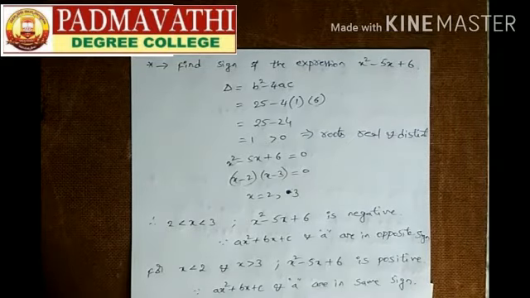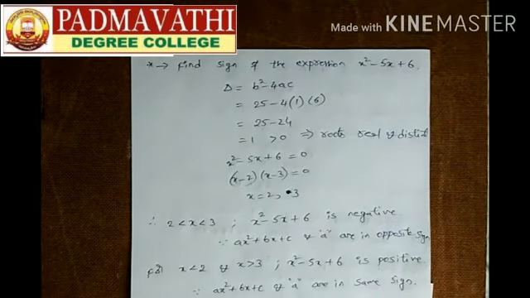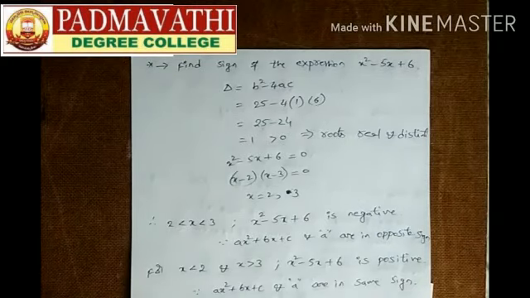Right. The question is, find the sign of the expression x square minus 5x plus 6. So here, considering this as a quadratic equation, its discriminant value is b square minus 4ac. Substituting, the value is 25 minus 4 into 1 into 6. So this value 1 came. Delta is 1. Means this is greater than 0. Roots are real and distinct. Why? Because the discriminant is positive. So roots are real and distinct, which is the example for the third theorem.